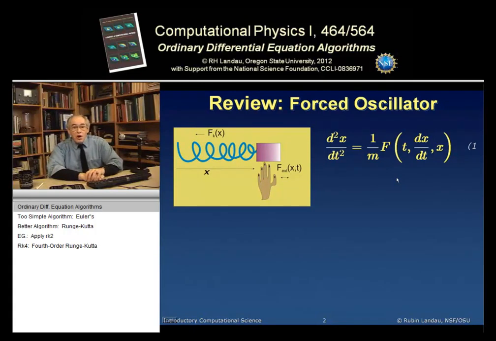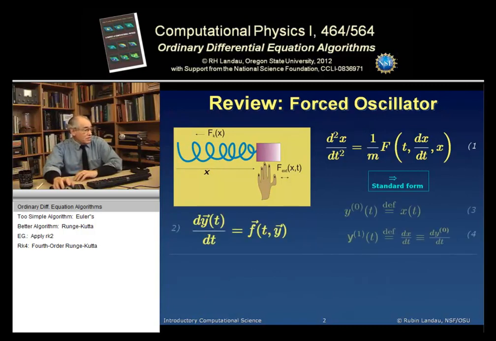So we see equation 1, which is just Newton's second law. That's a second-order differential equation of an ordinary type, no partials. That's what we're trying to solve. Okay, and we know how to put that into standard form from our last lecture, and we see that standard form always has the form of equation 2. And let's look carefully at equation 2 again.